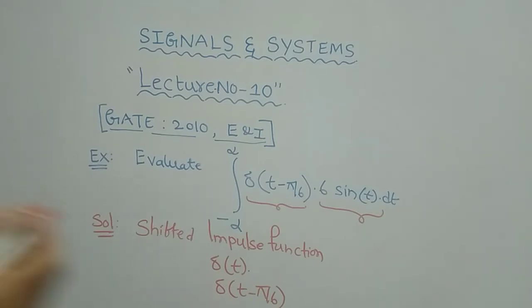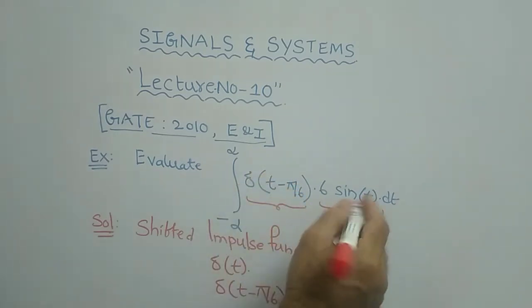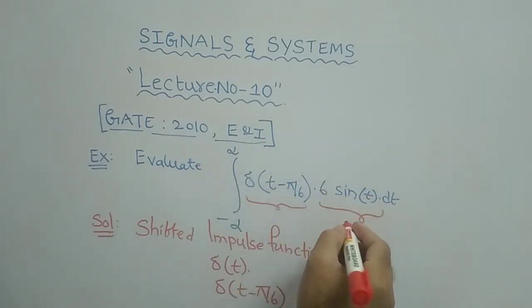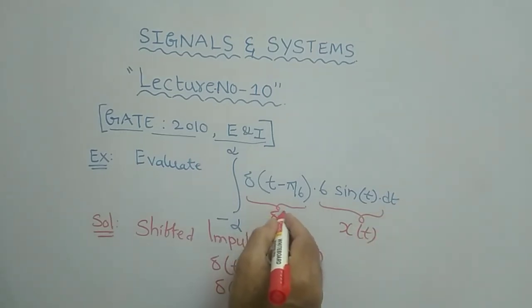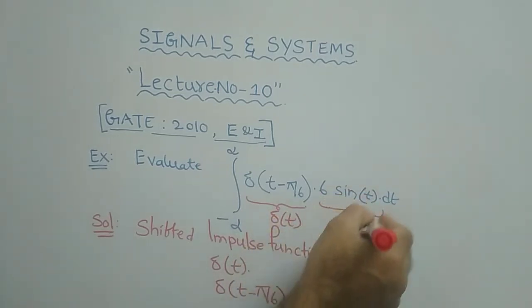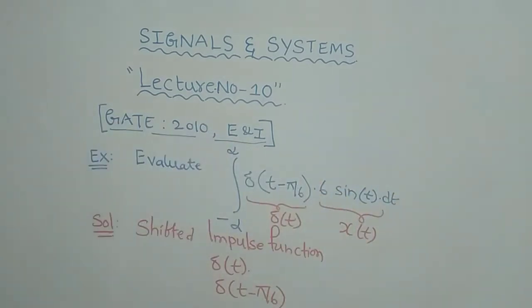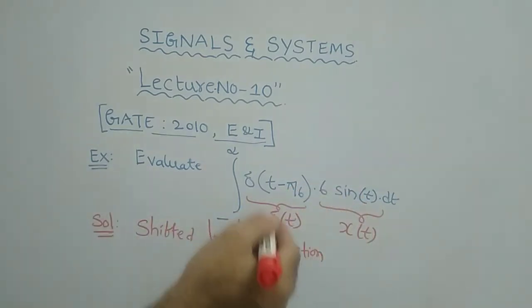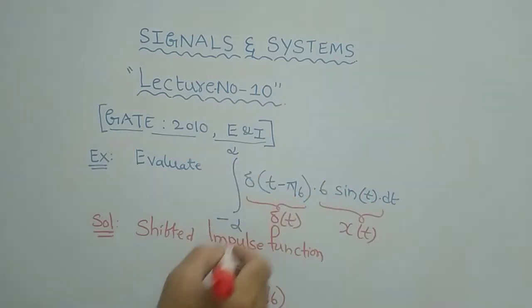Therefore, this is basically a shifted impulse function. This 6 into sine of t you can call x of t. This is your actual input signal x of t, and this is the impulse signal. Therefore, what we have to do is identify what is delta of t and what is x of t, and from delta of t minus pi by 6, see how you can define it.